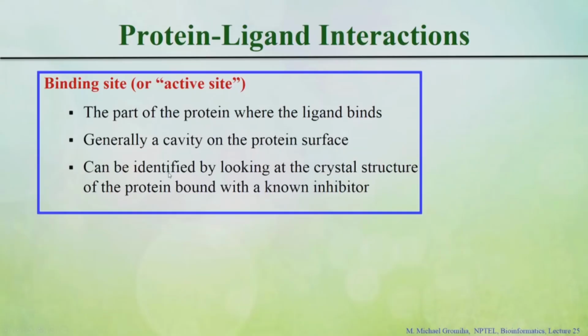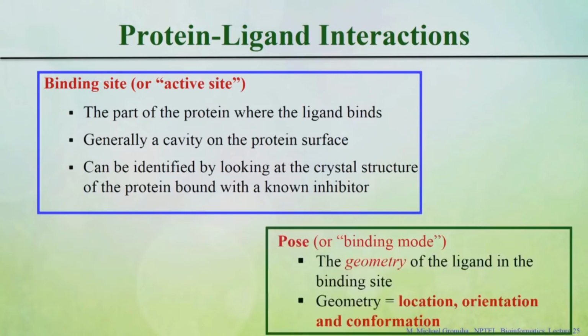Then how do we identify these active sites? Generally, if you look at the crystal structure of a protein bound to an inhibitor, and you take the inhibitor away, you can see there is a cavity where the ligand was bound to the protein. So, you can look at the structures and see this binding site, and also several computer programs are available. You can give the PDB structure and identify the binding site of any particular protein.